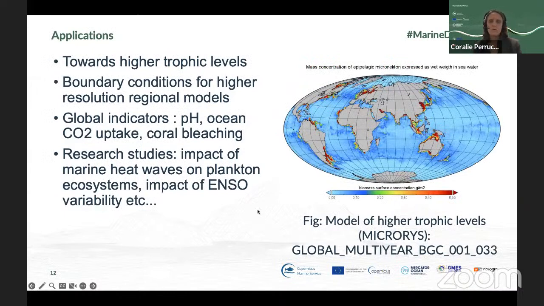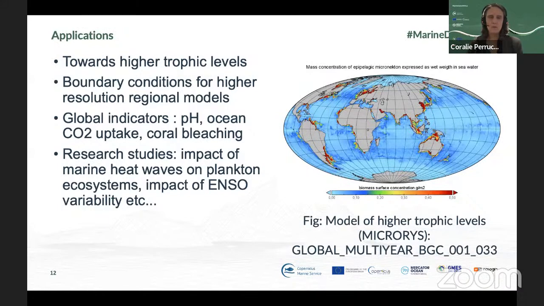So to conclude, I would say that these modeling products are really interesting because they are 3D, they are continuous in space and time, and they provide many consistent variables. Moreover, they have a wide range of applications. First, they are used to force higher trophic levels models.